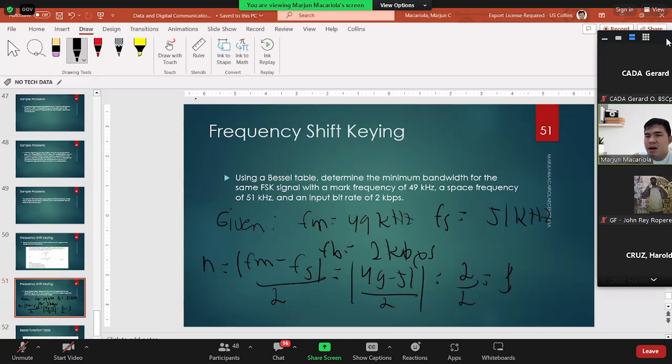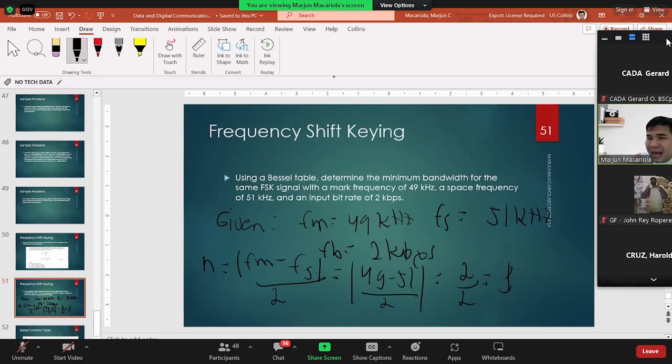Okay, remember, when using this formula, the unit should be of the same value. For example, this one is gigahertz. Yung isa ay kilohertz. Dapat i-convert mo muna yung either of which sa gigahertz or sa kilohertz. Dapat equal sila. Okay? Next.